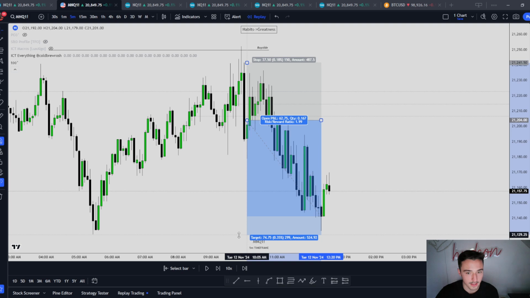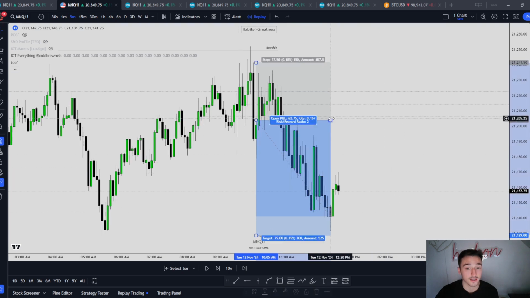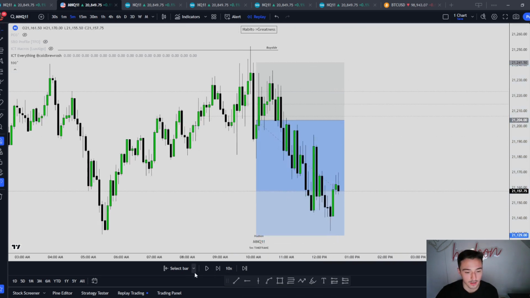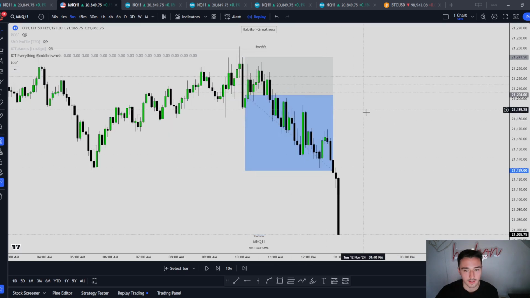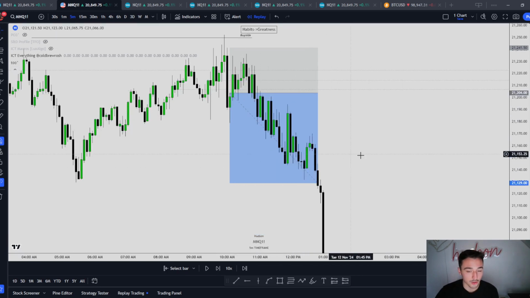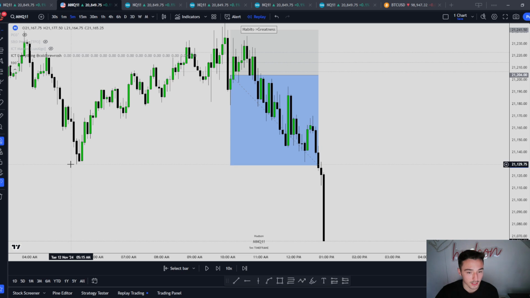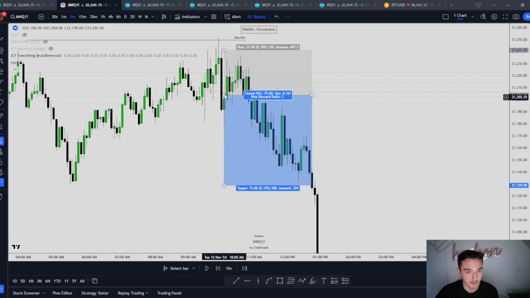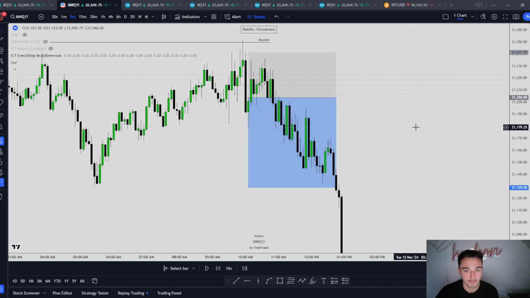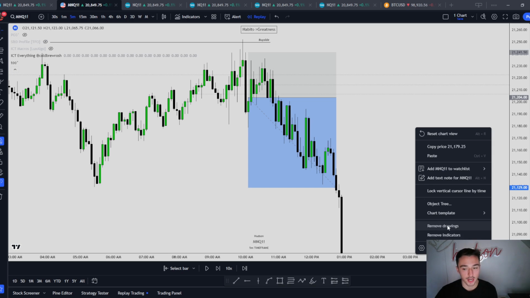Oh, it doesn't quite get there. So this does not quite get to a 2R. Wait, does it? Oh yeah, it does. Okay, so we actually do hit a 2R, and it also lines up with this low. So right there, silver bullet lies in this fair value gap, goes lower, hits your 2R and this low down here. Right? So second example, check.